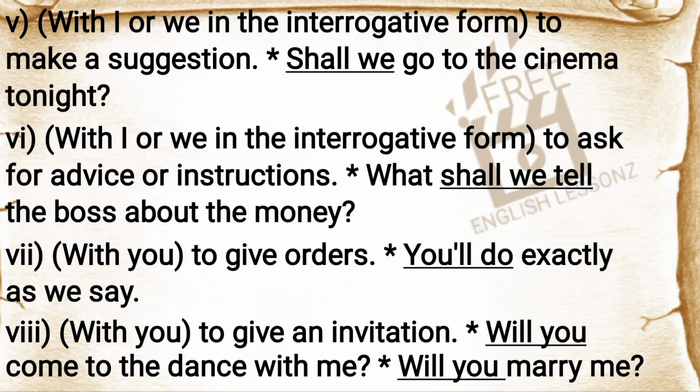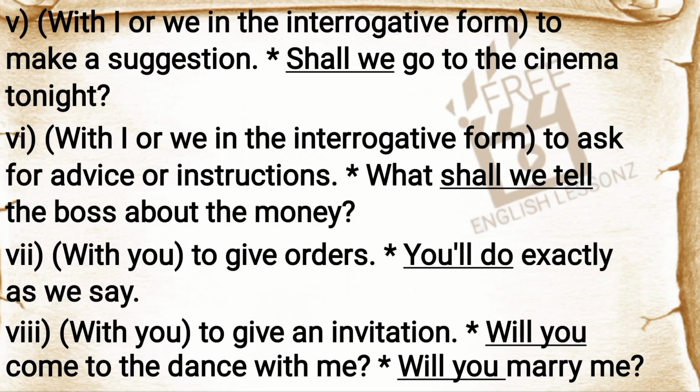5, with I or we in the interrogative form, to make a suggestion. Shall we go to the cinema tonight? 6, with I or we in the interrogative form, to ask for advice or instructions. What shall we tell the boss about the money? 7, with you, to give orders. You'll do exactly as we say. 8, with you, to give an invitation. Will you come to the dance with me?